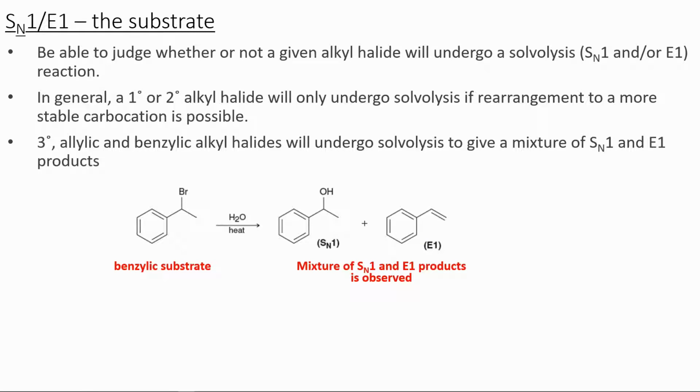In general, a primary or secondary alkyl halide will only undergo solvolysis if a rearrangement to a more stable carbocation is possible. Generally, we'll have tertiary, allylic, and benzylic alkyl halides that are able to undergo solvolysis to give a mixture of SN1 and E1 products. For a primary or secondary alkyl halide, often you want to consider SN2 or E2 reactions instead of SN1 or E1 reactions. It's important to look for potential rearrangements to a more stable product.